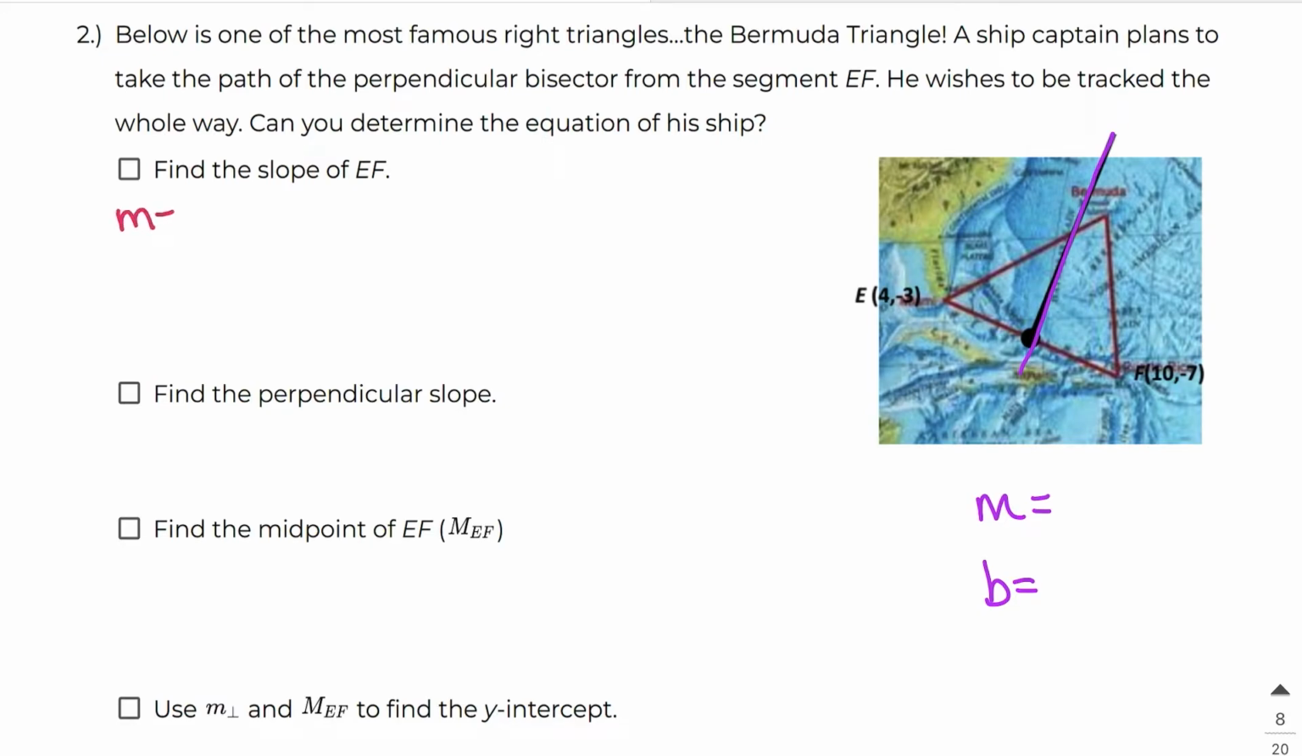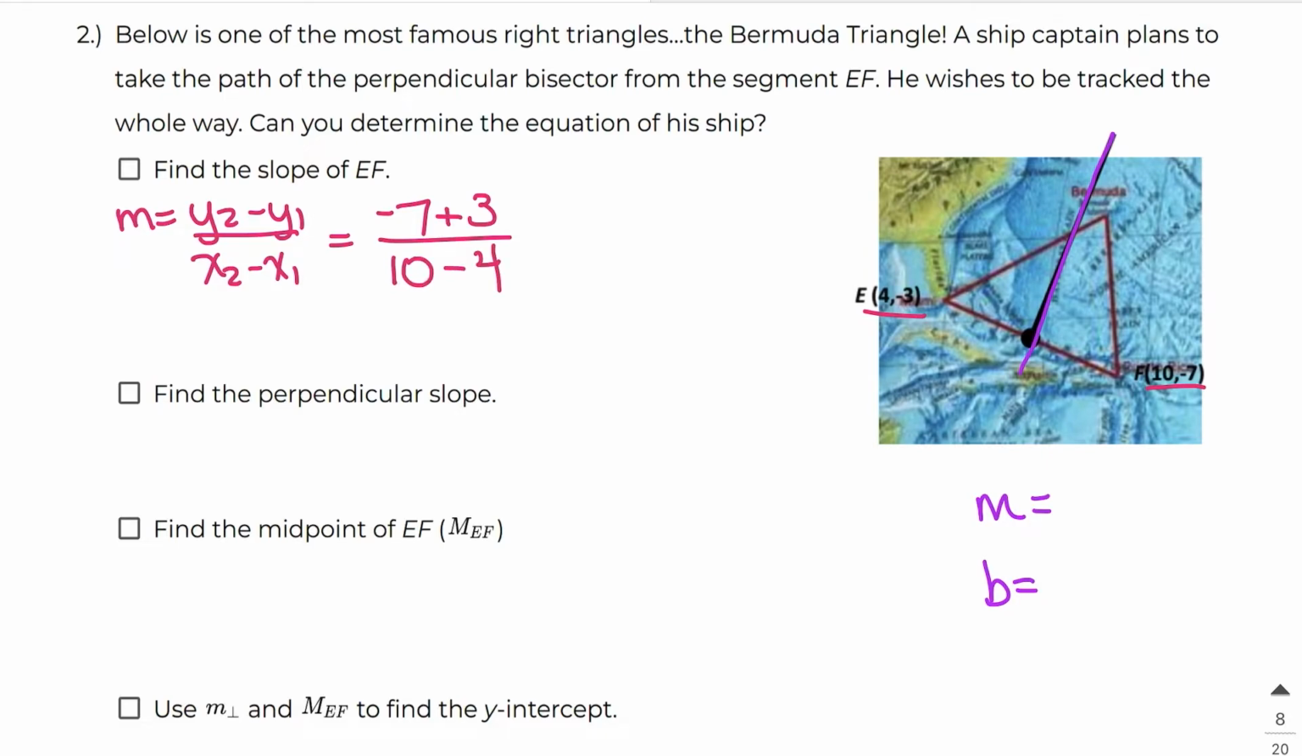So m equals y2 minus y1 over x2 minus x1. And we know that E is (4, -3) and we know that F is (10, -7). So when I plug in this information, my y2 would be -7, my y1 is -3, so this turns into a +3. My x2 is 10, and my x1 is 4.